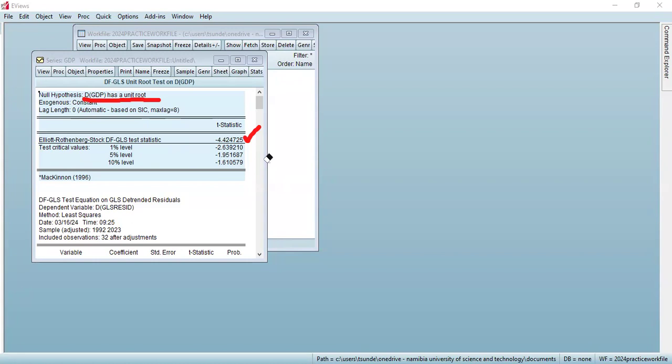So we are saying the first difference of GDP is stationary at 1% level of significance because minus 4.4 is more negative than minus 2.6, which is the 1% level of significance critical value, right? And let me repeat what I said earlier.